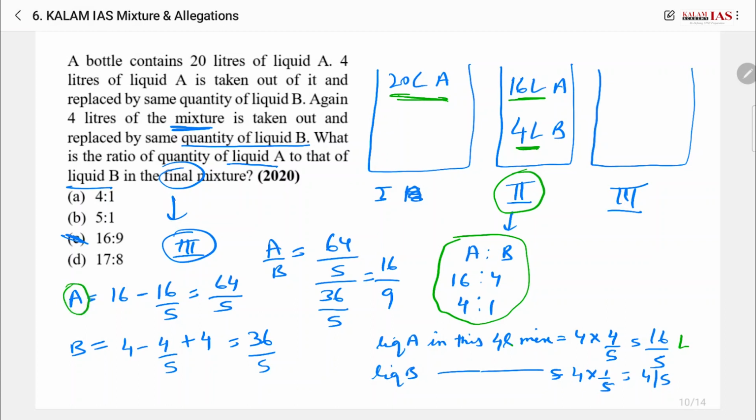So left A will be 16 minus 16 by 5. Similarly, liquid B is removed in the quantity 4 by 5 liters. So liquid B left will be 4 minus 4 by 5. And now they are saying it is replaced by the same quantity of liquid B, that is 4 liters of liquid B are added. So total quantity of liquid B will be 36 by 5. Now we have to find the ratio of A is to B, which comes out to be 16 is to 9. So the answer will be option C.